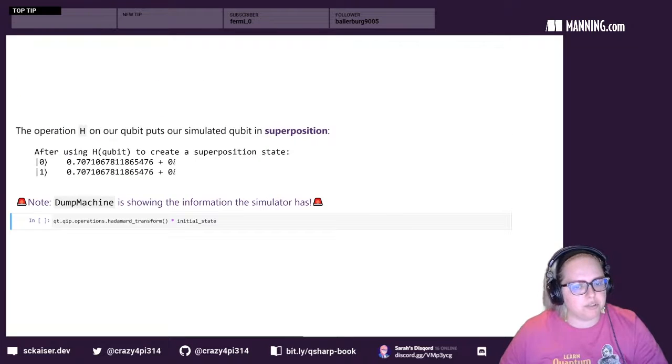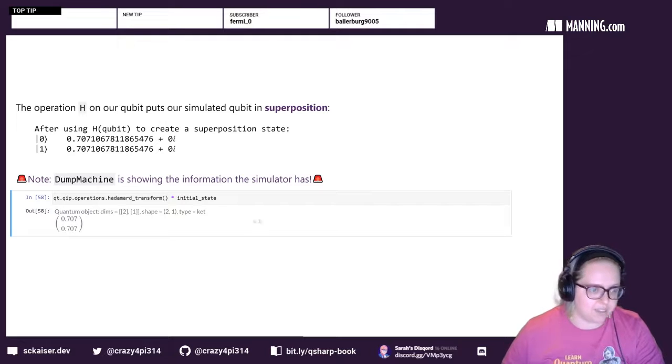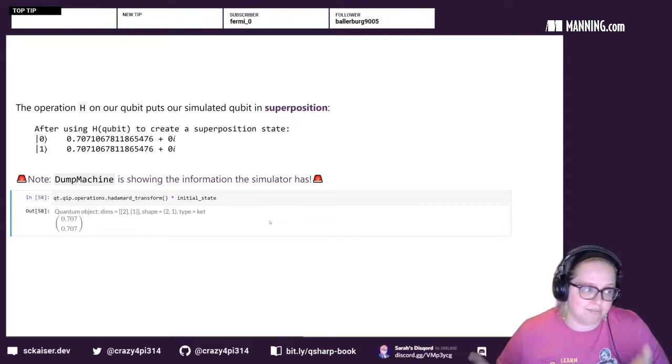Like I noted before, dump machine can only show you the information that the target machine has about itself. If we were able to run this on hardware, which technically I could right now, but everything is in preview and I'm not sure the NDA allows for that, dump machine can only show you what the actual target machine knows about your system. If it's hardware, it might report things like temperatures or other hardware parameters, but it can't tell you what the vector that represents your state is, because it doesn't know that.